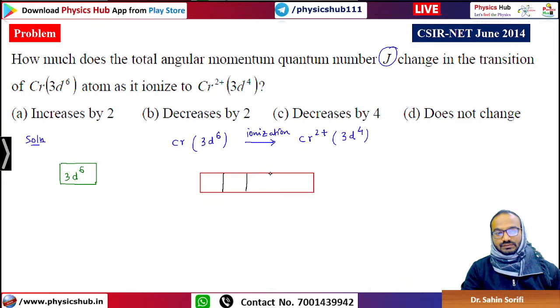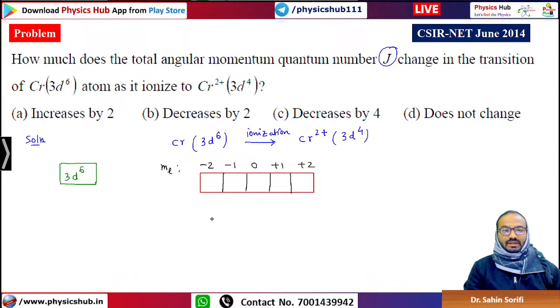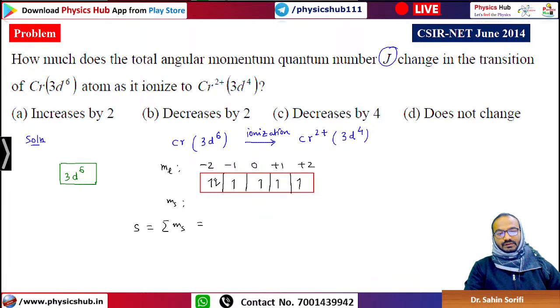For d, we can write the ml values: -2, -1, 0, +1, +2. Right? 3d6: 1, 2, 3, 4, 5, and 6. So what will be ms, you know? What will be your S value? Sum over ms. This is pairing, and these are half-integral values, 4 halves, that is 2. And what about L? Sum over ml, and as you can see, how much is it? 2.